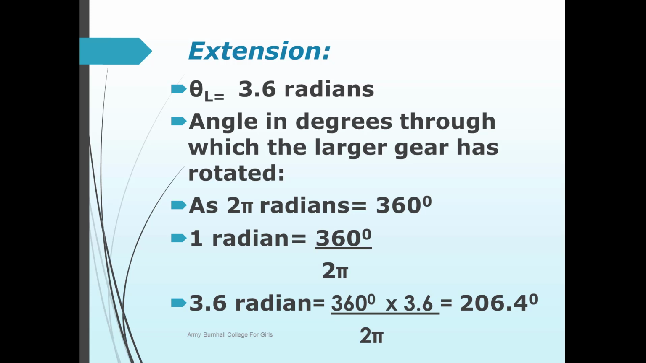This is the same way you do problems in maths: if we are given the price of 10 pencils, then what is the price of 5 pencils? First we find the price of 1 pencil and then we multiply it by 5. Just like that we are doing this calculation. First we find that 2 pi radians is equal to 360 degrees, then we find the degrees in 1 radian, and then we multiply both sides by 3.6. So 3.6 radians are equal to 206.4 degrees. So we have converted the angle from radians to degrees.